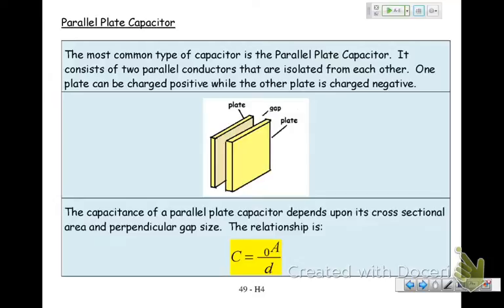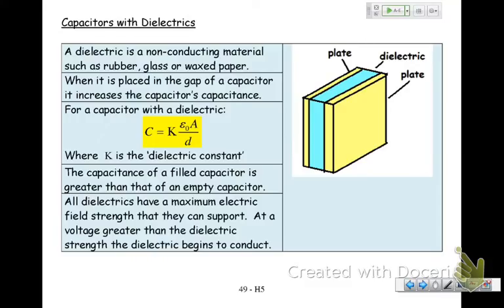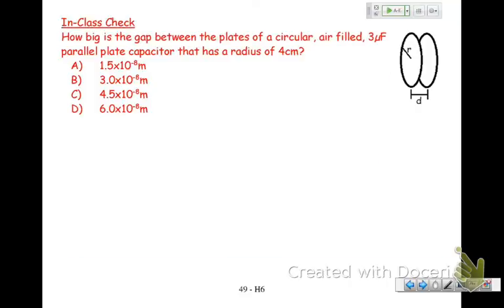And we developed this, I'm sorry, this has a bit missing: epsilon naught, the permittivity of free space, times the area of the plate, over the separation of the plates. And then if we put a material, an insulator, in between, we call it a dielectric constant. And that's a multiplication factor that actually just increases the amount of charge we can store on the capacitor, as we talked about last time.